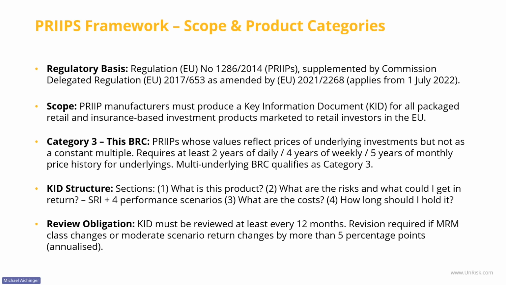The scope is that PRIIP manufacturers must produce such a key information document for all packaged retail and insurance-based investment products if they are marketed to retail investors in the European Union. The barrier reverse convertible we take a closer look at today is a category 3 instrument. Basically, there are 4 categories of instruments: category 1, 2, 3, and 4.